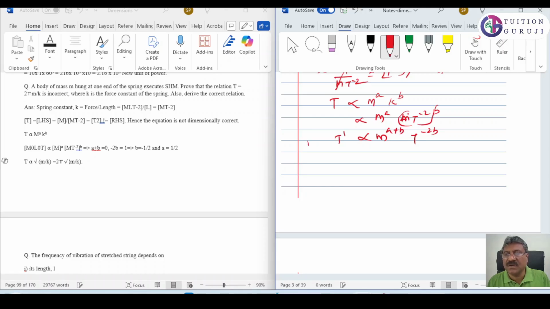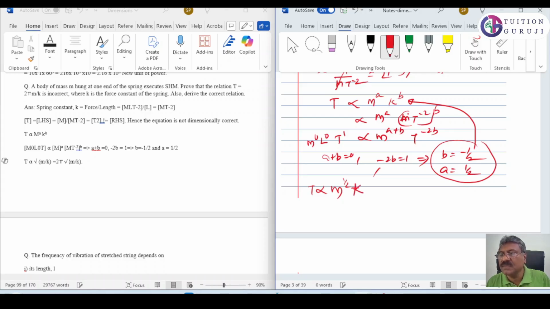Here it is T raised to 1, M raised to 0, L raised to 0. So we can equate a plus b is equal to 0. Then minus 2b is equal to 1, which implies b is equal to minus 1 by 2. If b is equal to minus 1 by 2, a is equal to 1 by 2. So if you substitute the values of a and b in this equation, we get T is proportional to m raised to half, k raised to minus half. That means square root of m by k.